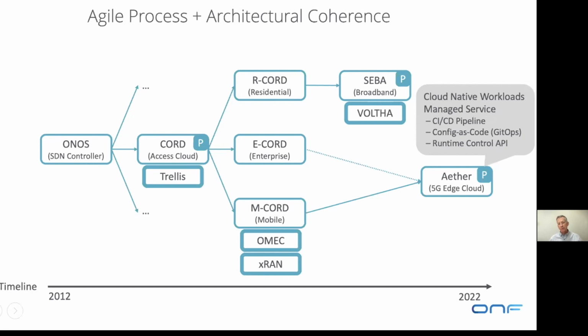Now you bring up an Ether pod and you're supporting a set of cloud native workloads. And those workloads are managed as a cloud managed service, just like any other cloud managed service. It's got a full featured CI/CD pipeline for continuously integrating the new features that get deployed. The operators deploy the configuration of the system through GitOps practices with configuration as code. And there's a full closed loop runtime control API where you can both monitor what's going on and control it as well.